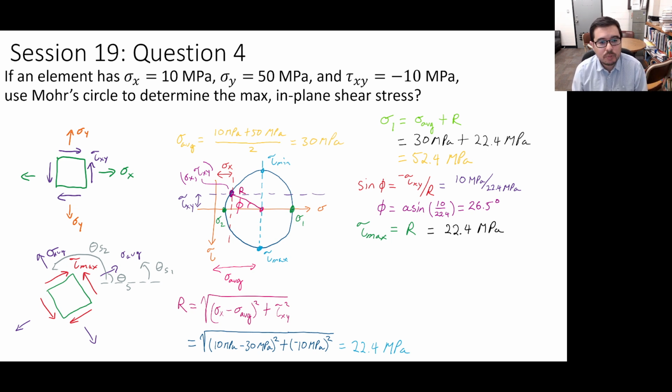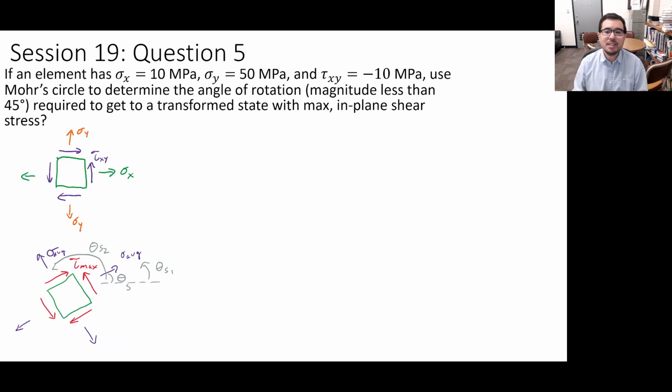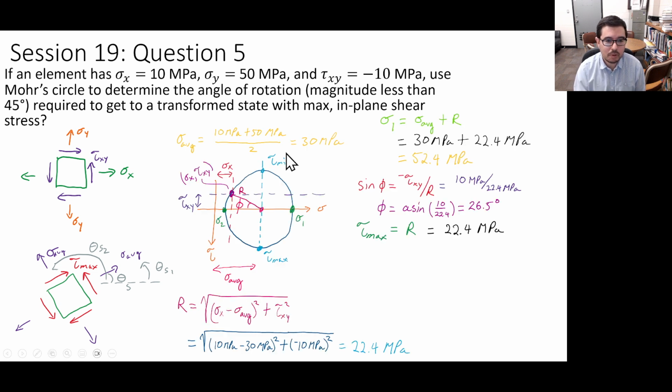Question number 5, as you might guess, is to determine the angle of rotation that's required to get to a transformed state with maximum in-plane shear stress. And here, I'm a little more specific and say that magnitude, at least on the slide, should be less than 45 degrees. So let's go ahead and paste in all the work that we've done previously, including this tau max value on the previous slide.